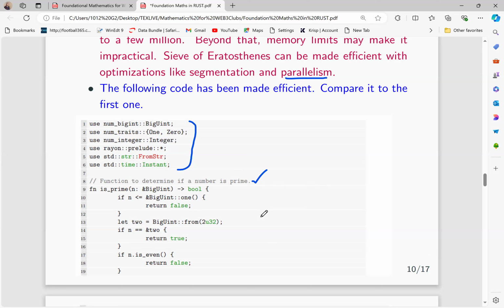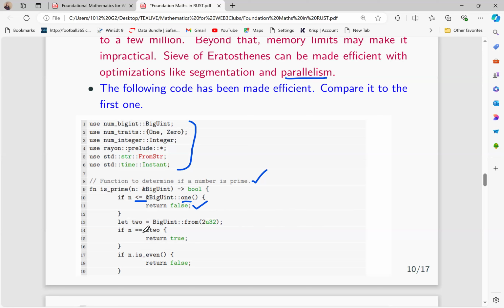Now, supposing the number that I've put in is n. If this n is less than or equal to 1, the algorithm will return false, because 1 is not a prime number. So a number less than or equal to 1 will not be prime according to this algorithm.